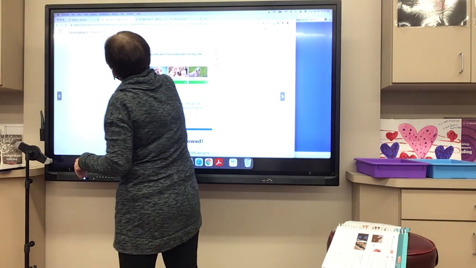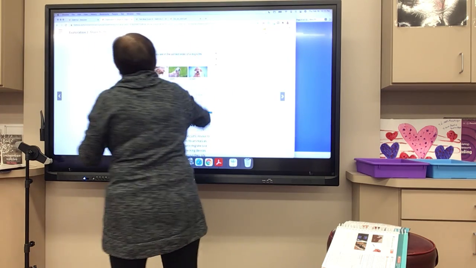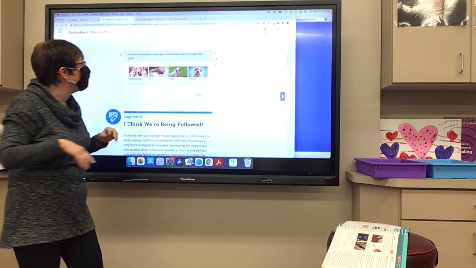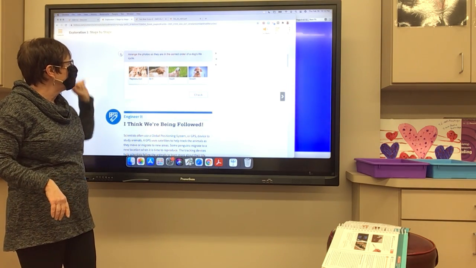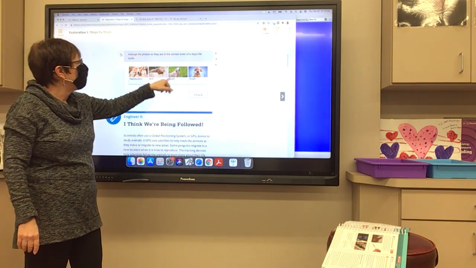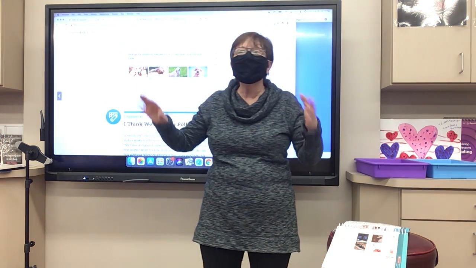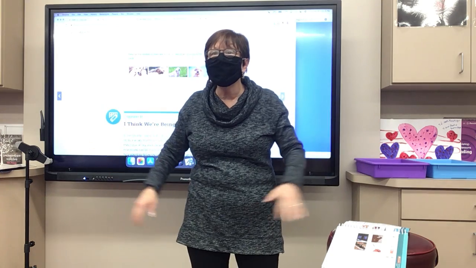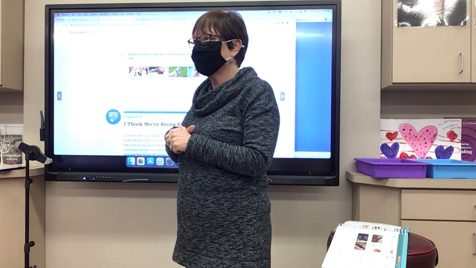Oh, we already did it. Oh, let me redo it. Let me see. Okay, so let's do it. It says arrange the photos so they are in the correct order of a dog's life cycle. So here we have reproduction, birth, death, growth. So what do you think would be the first in the life cycle of a dog? What do you think would come first?